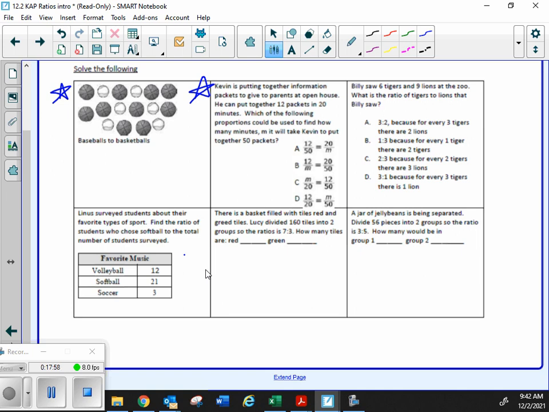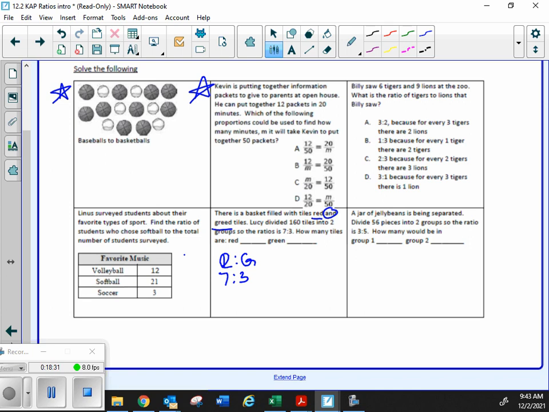I'm going to go with the order that it says right here, red and green. So I'm going to put red to green is, they said, 7 to 3. Are we good with that? Okay, 7 to 3. But the issue is it says it's 160 tiles. Is that 160 a part or a whole? Whole. Are these 7 and 3 parts or wholes? It is parts. So, I don't know what to do.